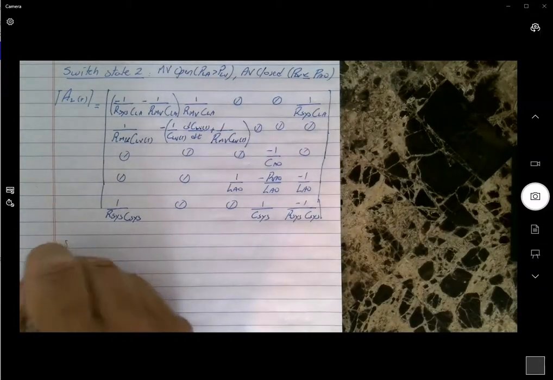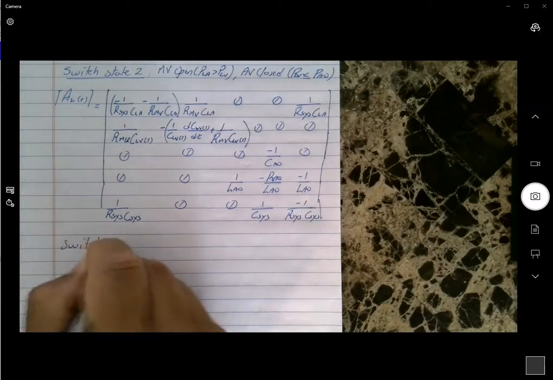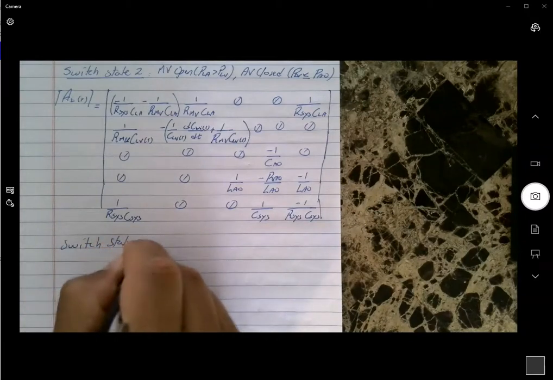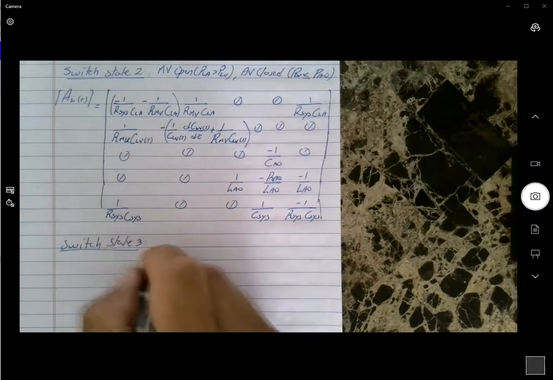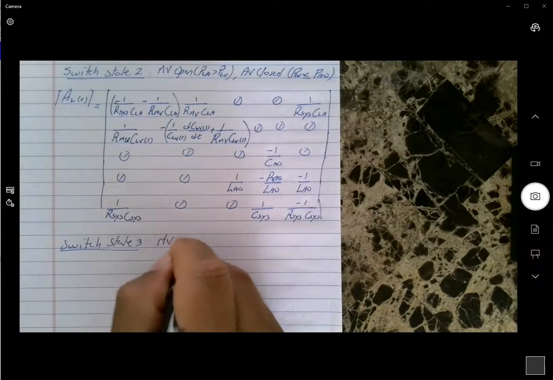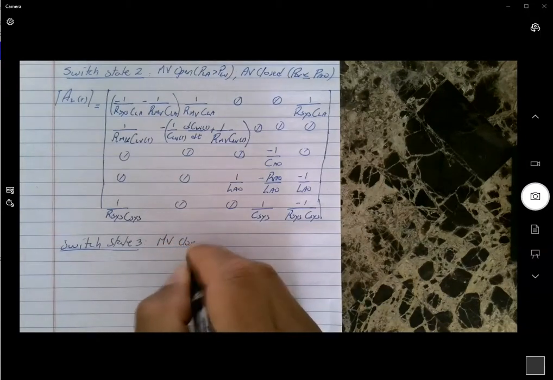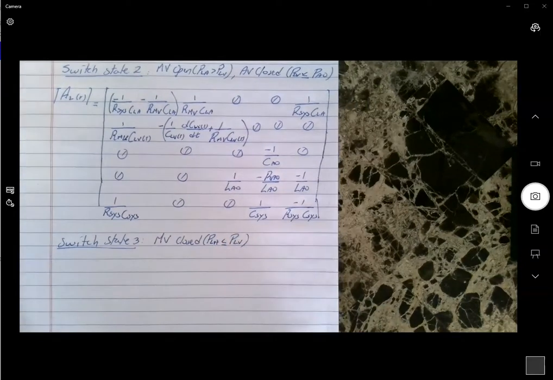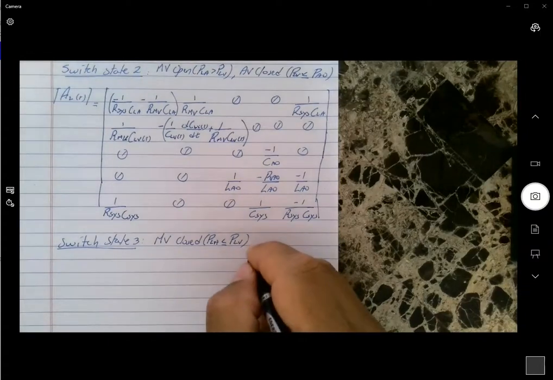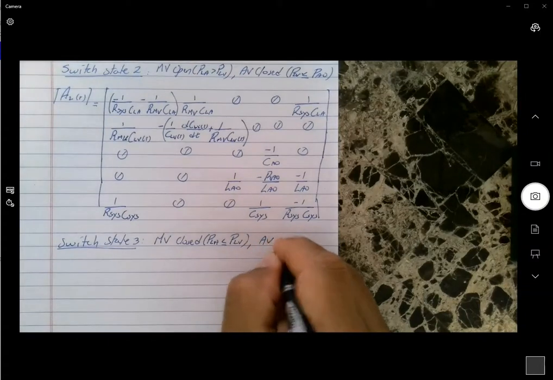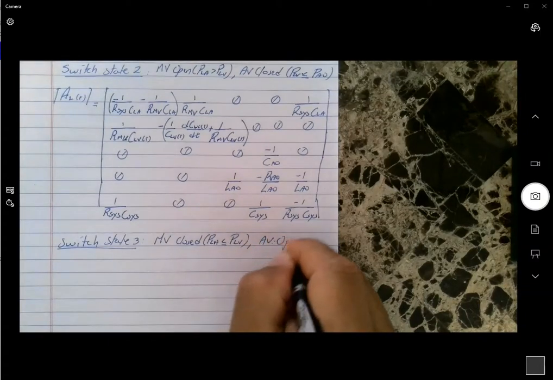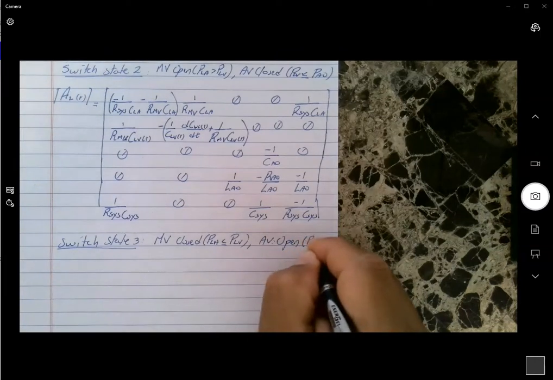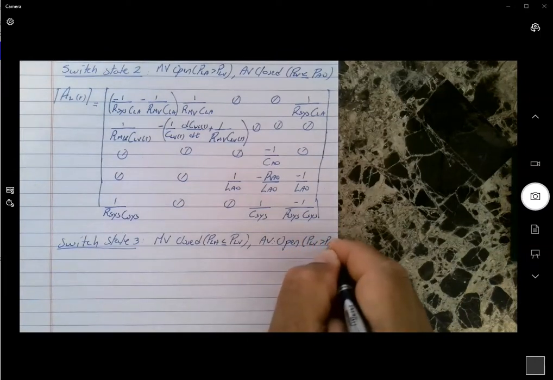So switch state three, we're going to define is that when the mitral valve is closed, so the pressure in the left atrium is less or equal to the pressure of the left ventricle. So there's not enough pressure to open the valve. And the aortic valve is open. So the pressure in the left ventricle is larger than the pressure in the aorta.